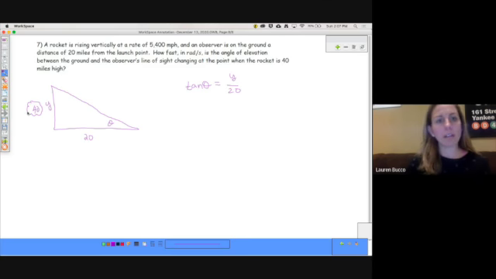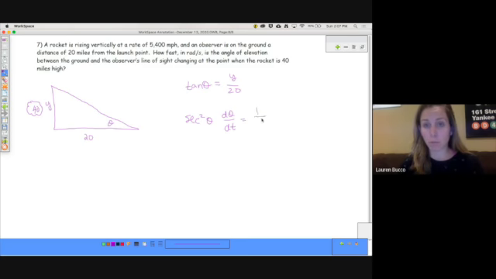So I'm not plugging in the numbers I know yet until I take the derivative, because that's when it matters. And we're going to have to find some things in here. We're going to use our calculator. So I know this would be secant squared theta d theta dt, the rate at which the angle is changing. That's what we're looking for, right? Is equal to 1 over 20 times dy dt. So I just took the derivative there.